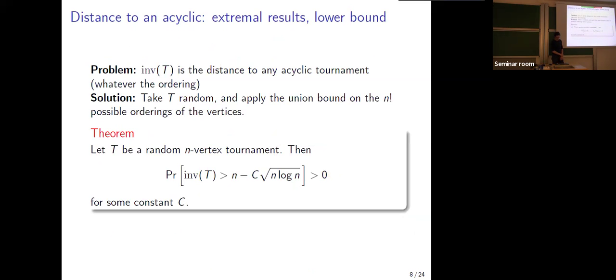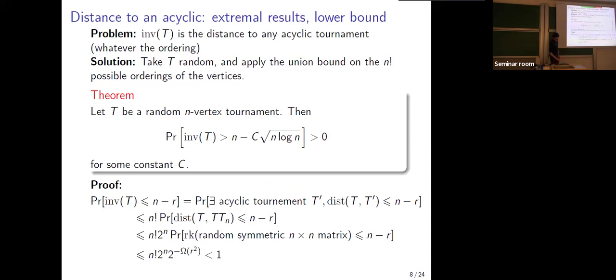And now our goal will be to find a lower bound, to find a tournament far from any acyclic tournament. So the solution is to take it at random. You take a tournament T uniformly at random, and we show that with positive probability, its inversion number is larger than n minus a constant times the square root of n. And the constant is 2 or square root of 2.